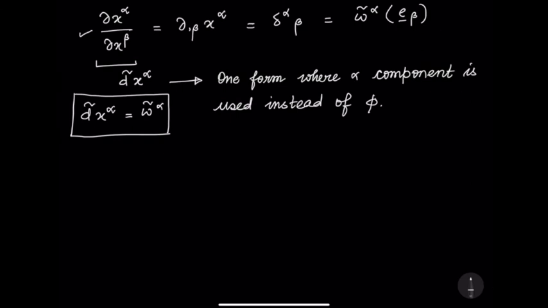Just use it in the d phi ones. So d phi is the one form d phi operating on the vector x. The one form d phi I can write as del phi by del x alpha, omega tilde alpha, which I can now write this way, taking the vector x.